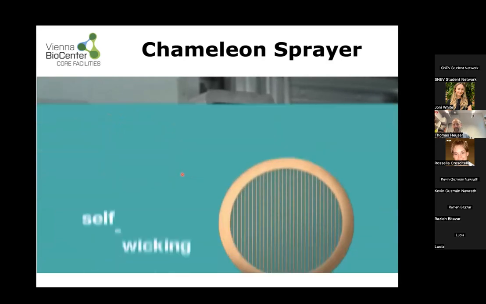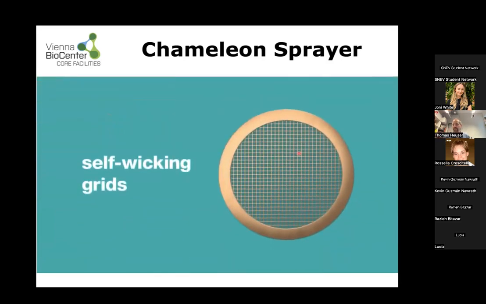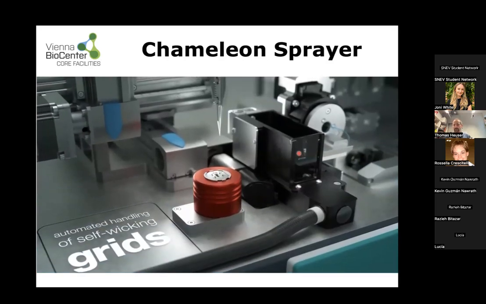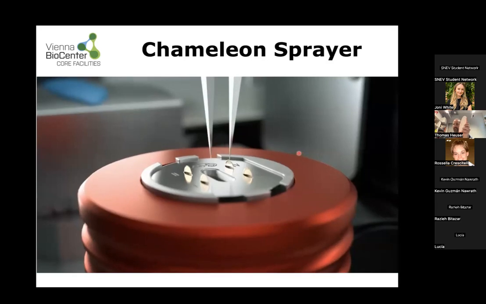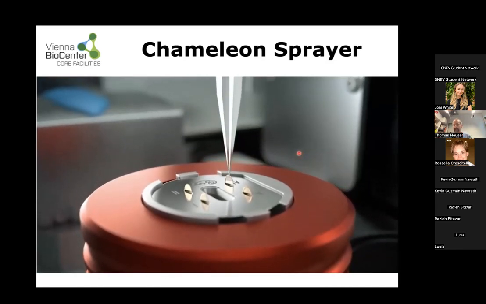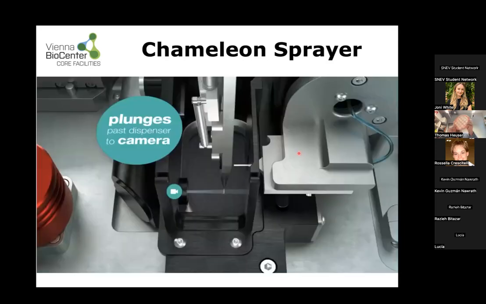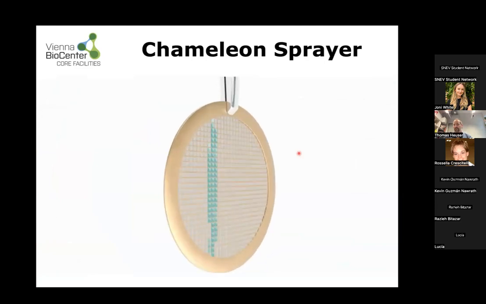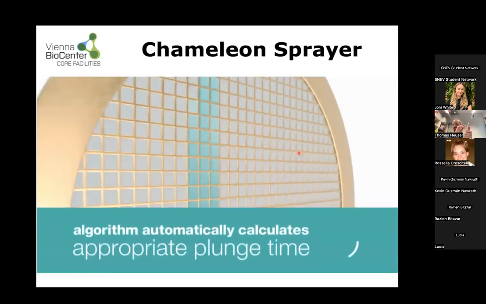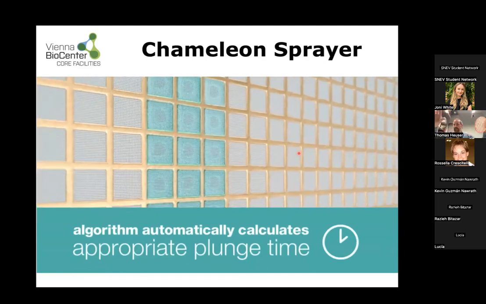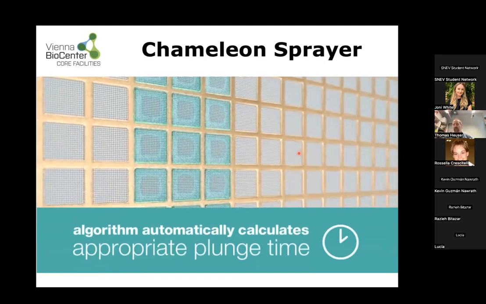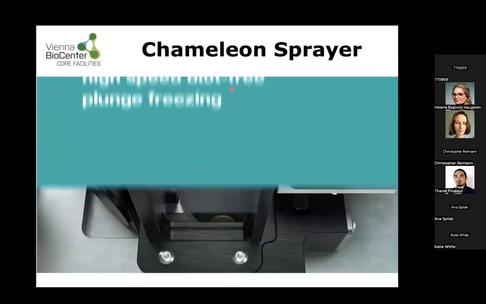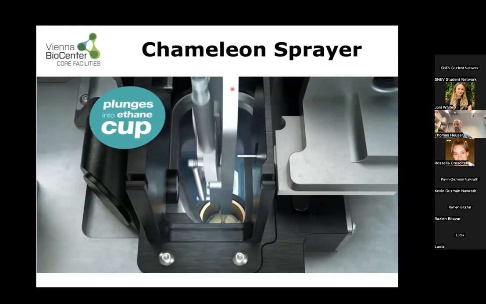This is the self-wicking grid with these nanowires on top of it, with little needles, and it is picked up automatically and then put next to the inkjet spraying device. And then it's basically just rushing through while your sample is sprayed on. And then you wait a little bit to allow this fine needle to suck up and move away your liquid until you have a very, very thin film. And then you're shock freezing it in liquid ethane, similar to what you do in plunge freezing.